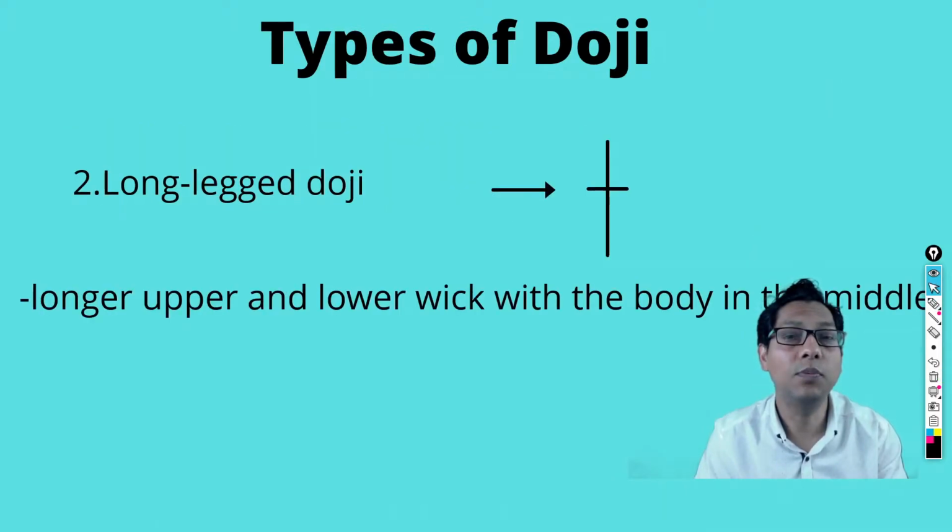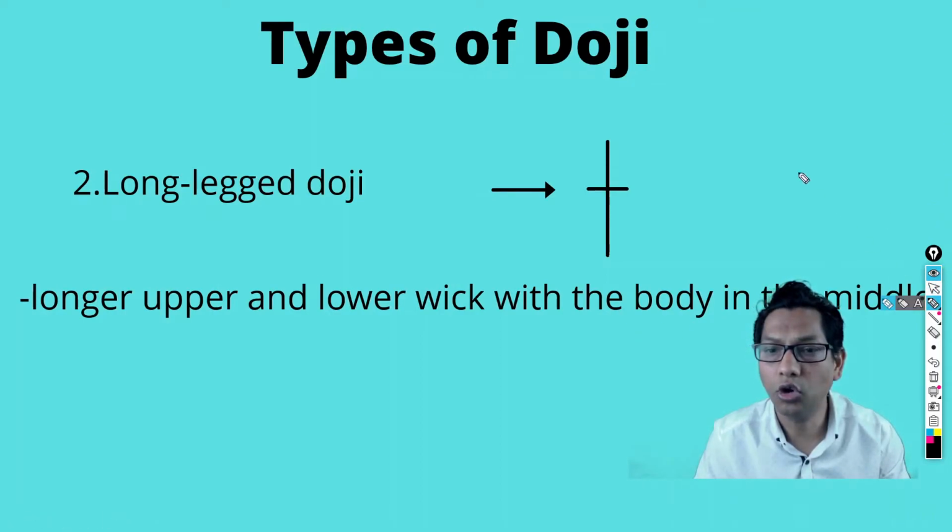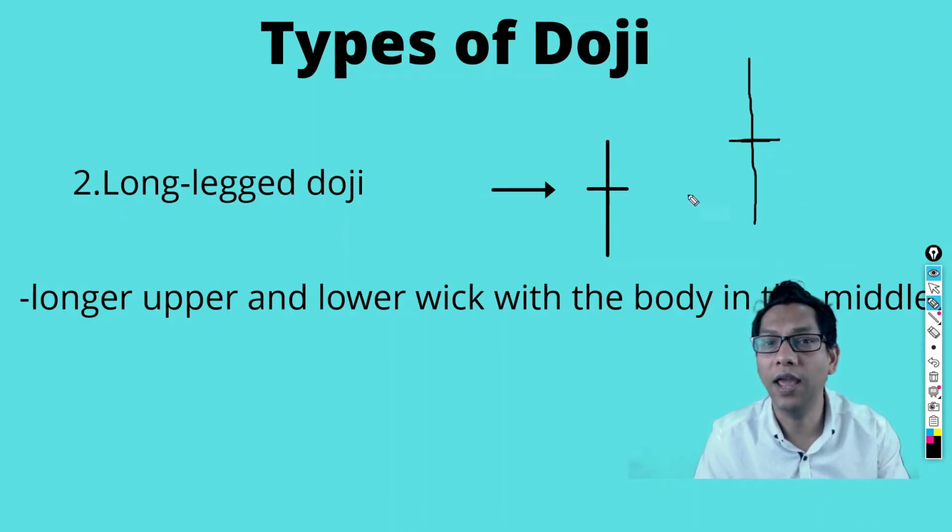The second type of Doji that we learn is called the long-legged Doji. So what does it mean? First of all, try to understand from the definition. Long-legged Doji means there will be a long wick with a narrow body. That is called the long-legged Doji.